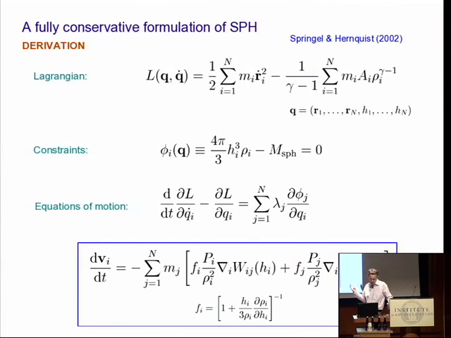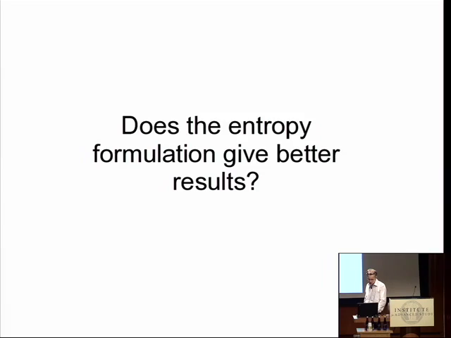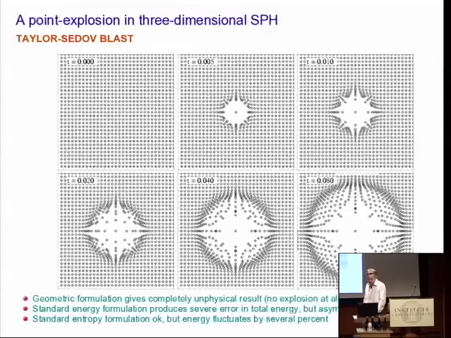And you have no freedom anymore in the SPH equation. So there's one, in quotes, exact way of the SPH equations if you start from this fluid Lagrangian. And it's indeed the case that this formulation gives better results for test problems. I'll just show you an example.